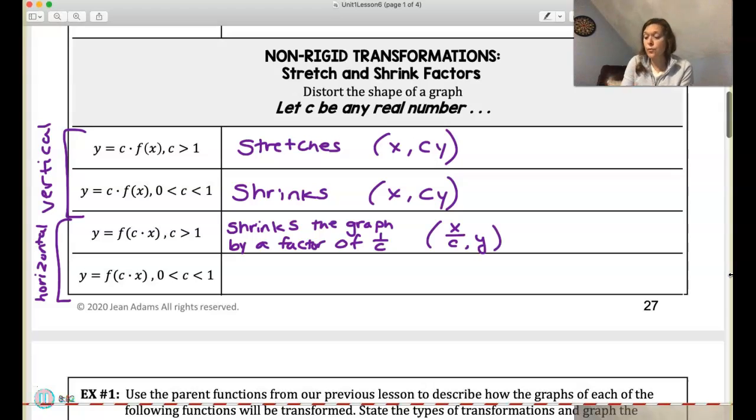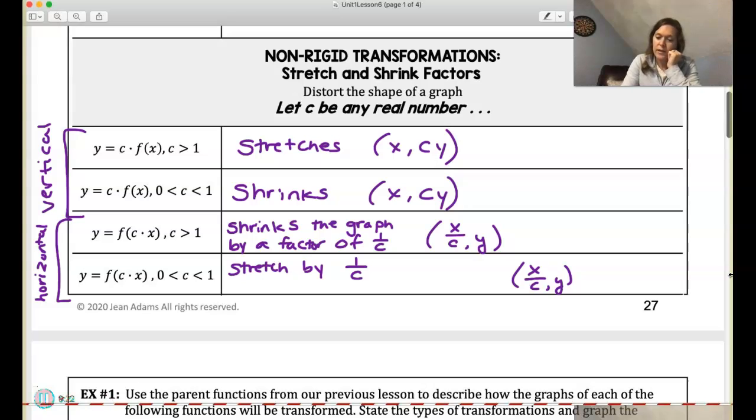Okay, so the same rule is going to apply even when our c is in between 0 and 1, but now let's think about this. If I were to divide by a fraction, right? If I were to divide by 1/2, isn't that the same as multiplying by 2? So it would make it get larger. So this actually ends up being a stretch by a factor of 1 over c. Because if you multiply by a fraction, it would end up making it a larger number.